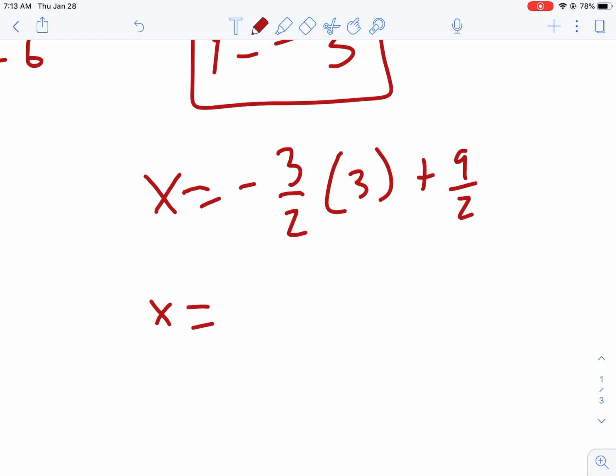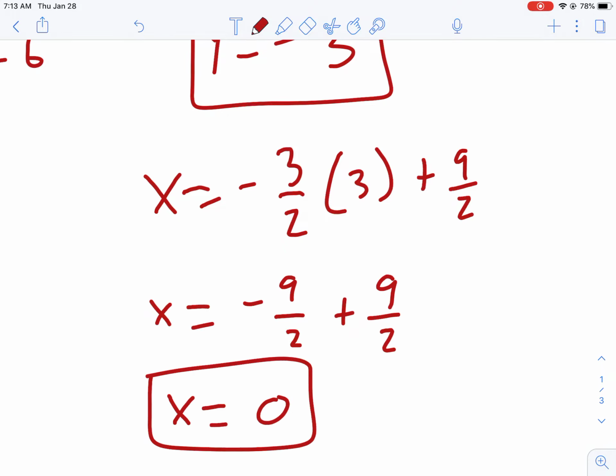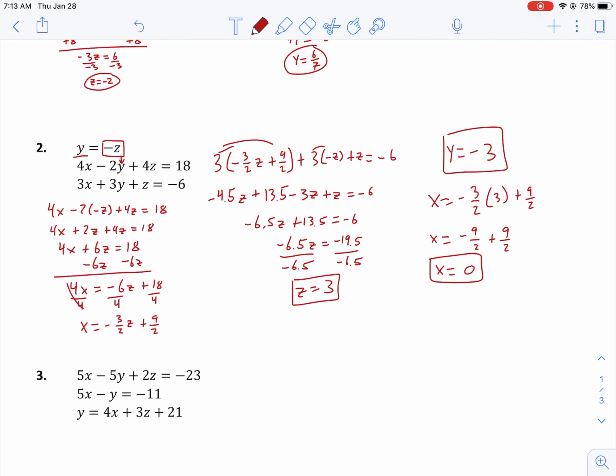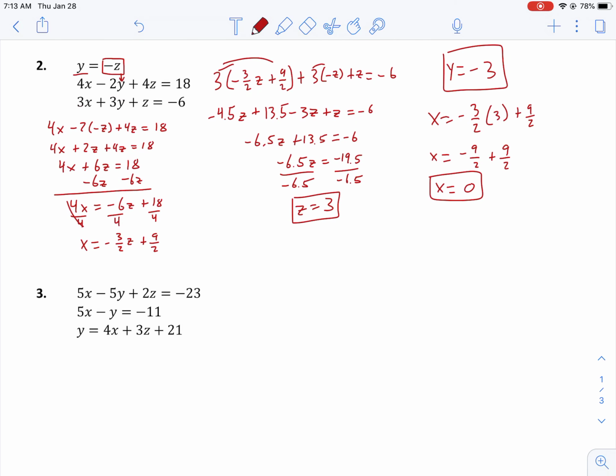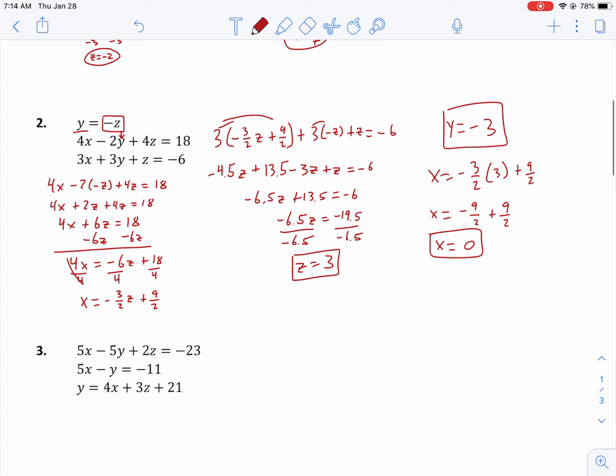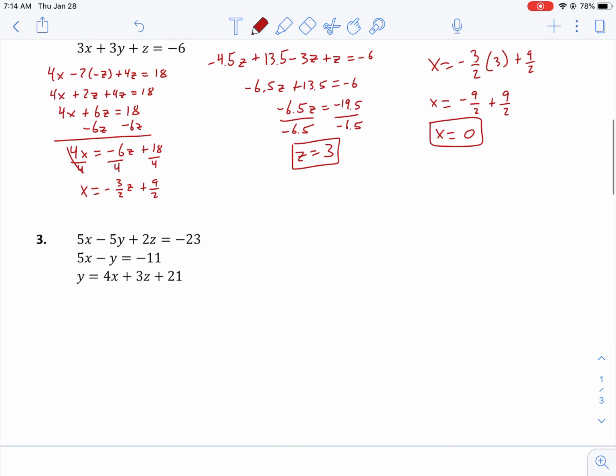Is x 0? Yeah, because that'd be negative 9 halves plus 9 halves, so it looks like x is actually 0. And so we're done with that problem. Okay, so we got z equals 3, y equals negative 3, x equals 0. So believe it or not, that is how you solve that problem. Okay, we're done. One more to do.